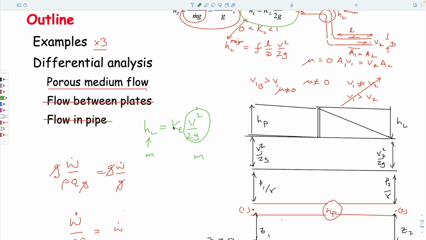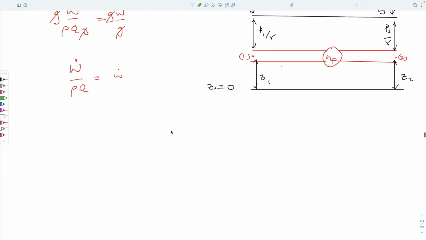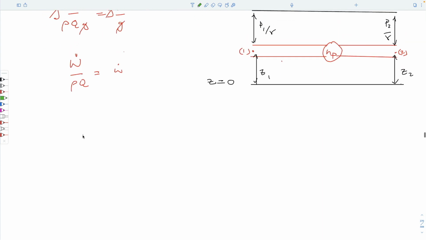Okay. And the lowercase w, is that work over unit mass flow rate? Yes. Okay. Thank you. Abigail? What was the big W again? Big W is power.